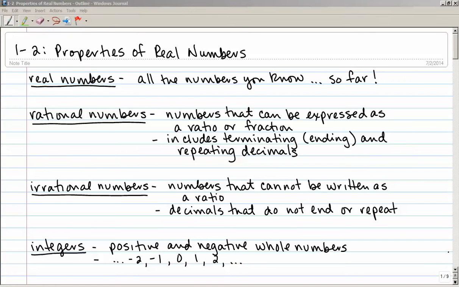Section 1-2 is entitled Properties of Real Numbers. So let's go through a few definitions first. Real numbers are all of the numbers that you know so far. We will get into imaginary numbers later.